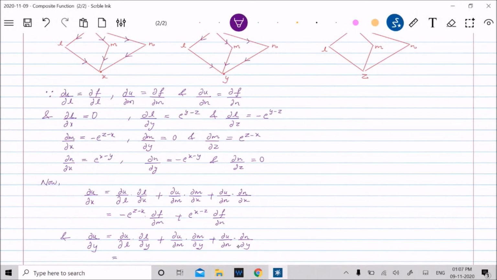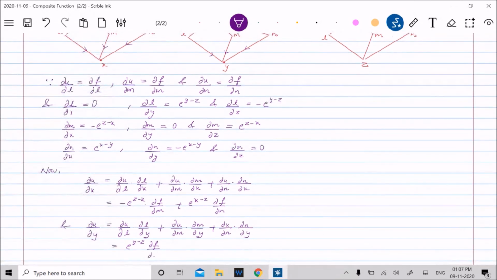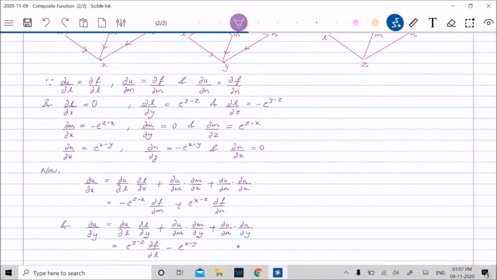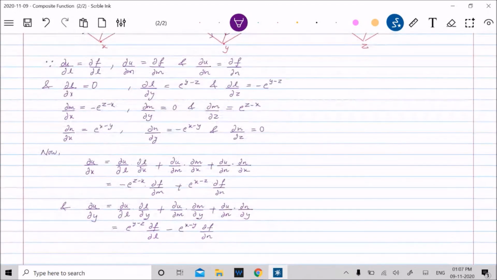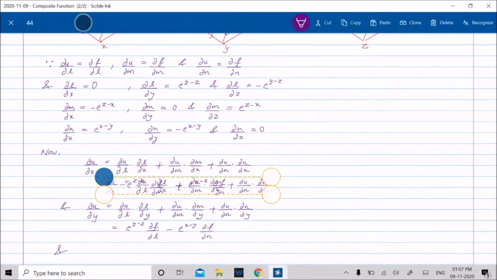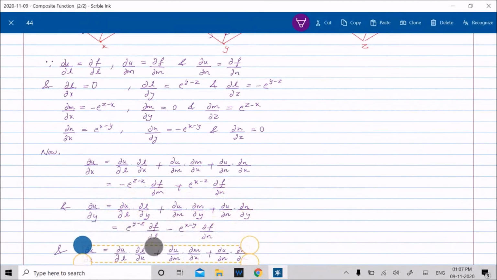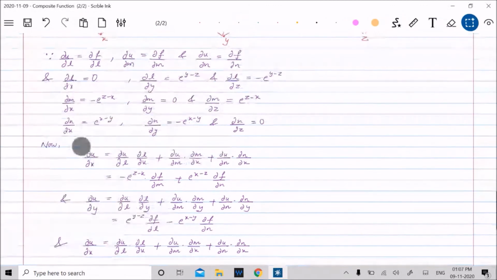Del L by del Y is e to the power y minus z times del F by del L. Then del M by del Y is 0, no? Okay, that will be 0. And del U by del N, del N by del Y is minus e to the power x minus y del F by del N. Now again copy paste, and this is now the third picture.